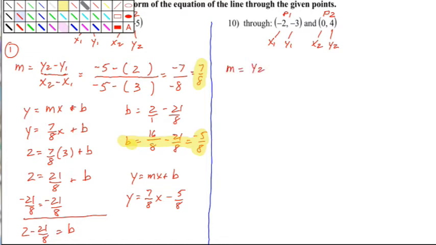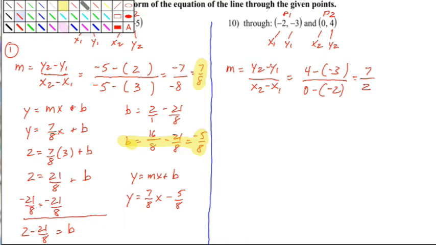M is equal to y2 minus y1 divided by x2 minus x1. And now I'm just going to plug in some values. My y2 is 4 minus 3. And my x2 value is 0 minus 2. I have a couple of double negatives there. So 4 plus 3 will be equal to 7, divided by 0 plus 2, which is equal to 2. So m is equal to 7/2.